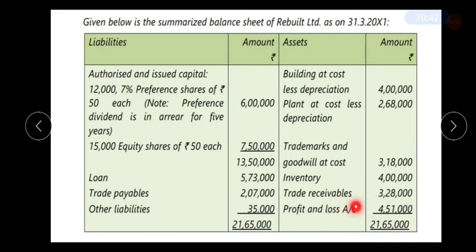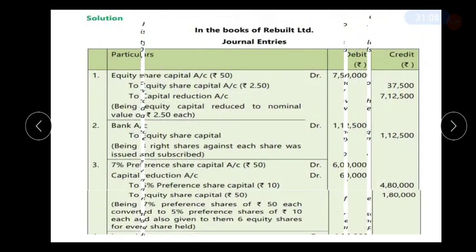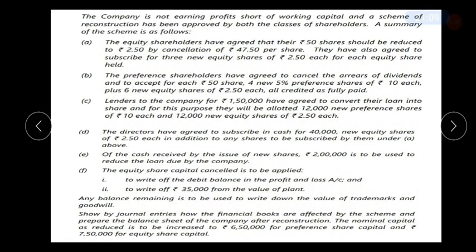So you use this surplus for removing the profit and loss account debit balance, and you are also using this for undervaluation of the asset. You are reducing the value of this asset, plant, and if anything is left, if there is still a balance, you can use that for reducing the goodwill. That is writing off the goodwill. Well, that is what is said here. To write off rupees 35,000 for valuation of plant, any balance remaining is to be used to write down the value of trademark and goodwill. So let's go and do it.